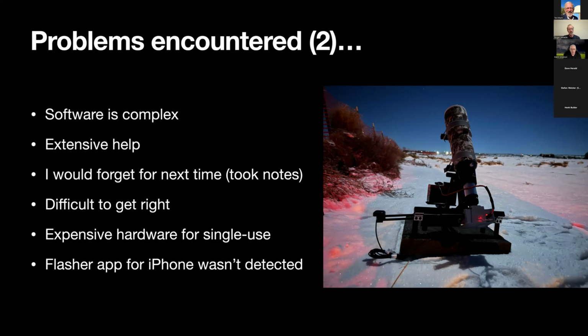And the flasher app, so I didn't have enough. I was warned not to get the flasher too close to the tube and saturate the sensor. So I was conservative, and it ended up the flasher signal wasn't detected because there wasn't enough brightness to detect it.